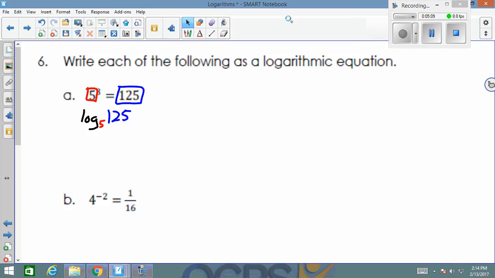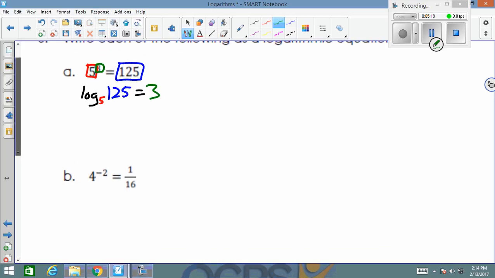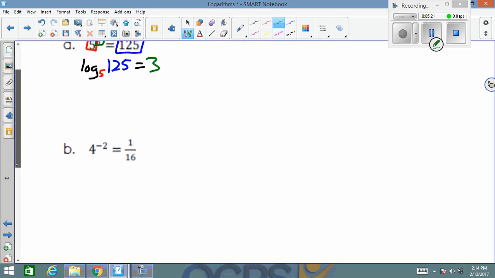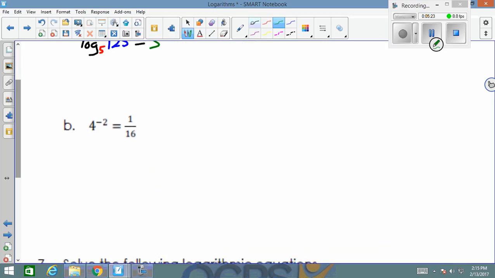And it's going to equal the exponent that's left over here. So the logarithm of 125 with the base of 5 is going to be 3. Okay? Next one is going to be the log. My base is 4, so it's going to be log sub 4 of 1 over 16, which is going to equal our exponent of negative 2.